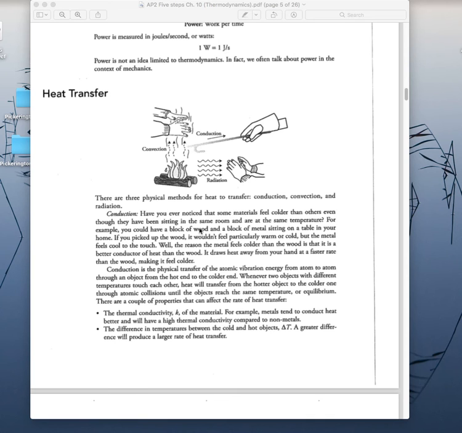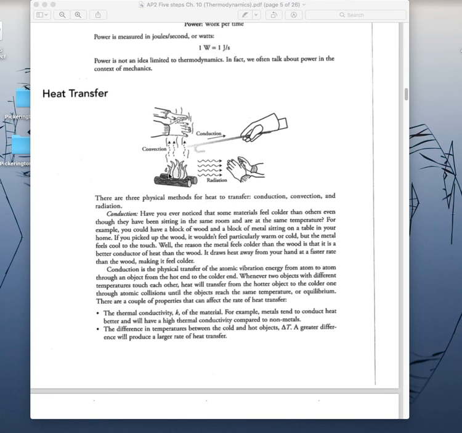And it feels to you like the table is cool. Really what that is, is heat flow from your hand to the table. So conduction is with direct contact. They show a fireplace poker here. If you put this in the fire, it gets hotter and hotter up here, and eventually it'll get hot and could burn your hands.